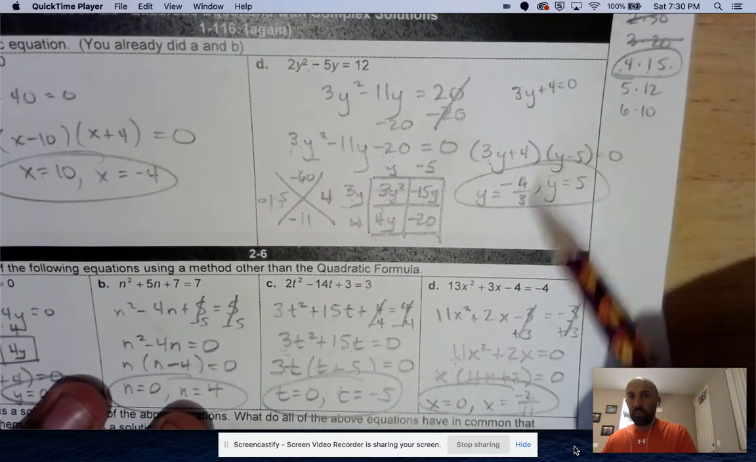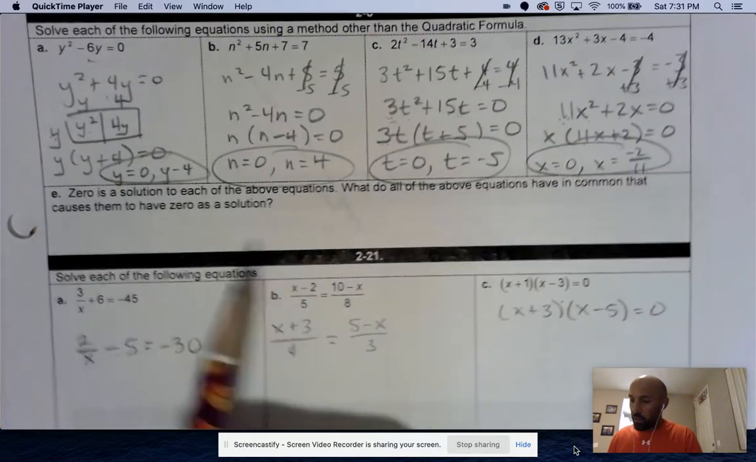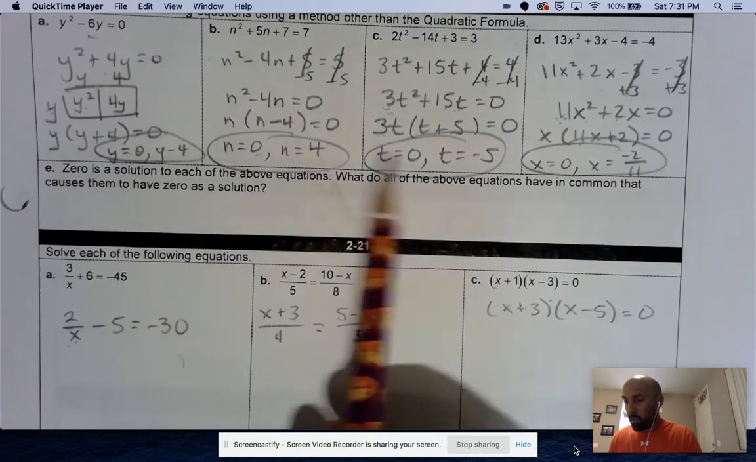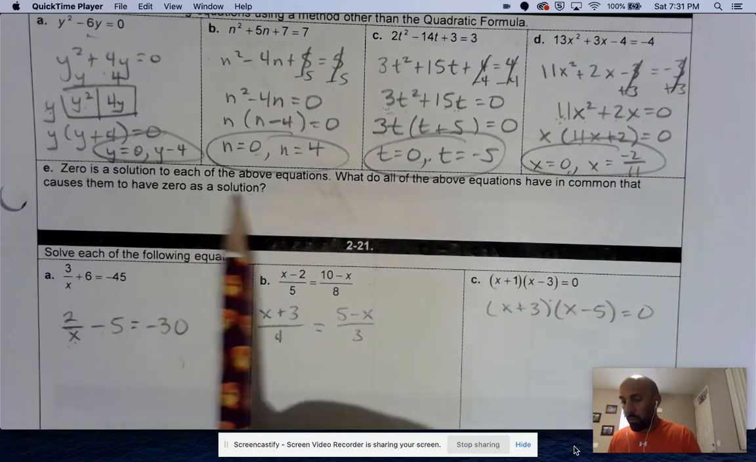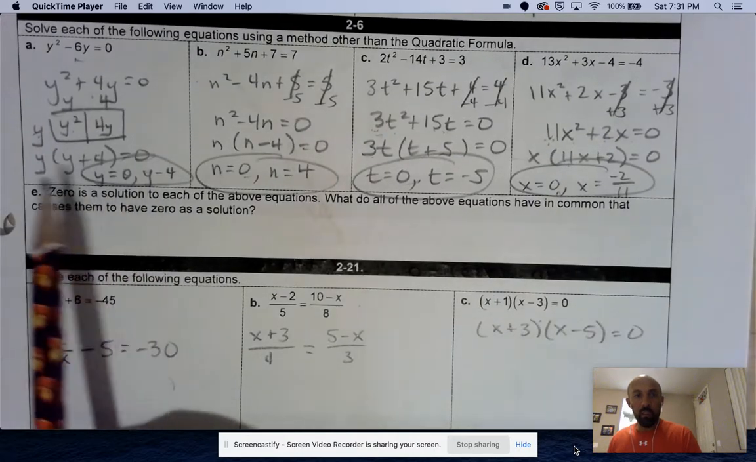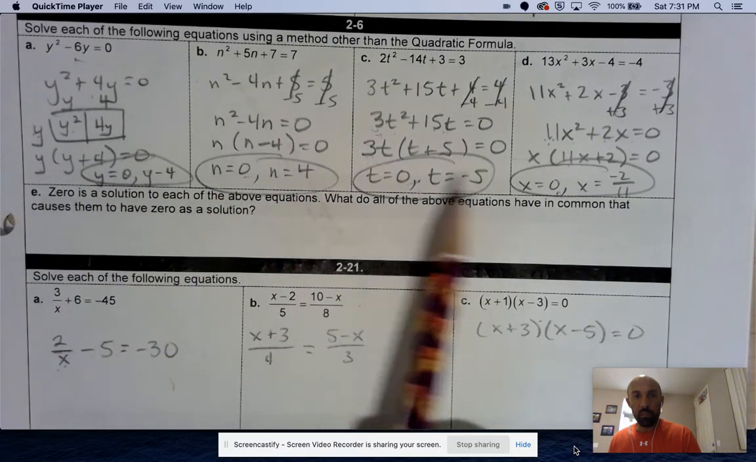Just set it equal to 0 and then solve for it, and you'll get the same answer. Okay, and then here, 0 is a solution to each of the following equations. Here, here, here, and there. What do all of the above equations have in common that causes them to have 0 as a solution? Well, I want you to figure that out. Look at each of these equations and what's causing all of these to end up with 0.